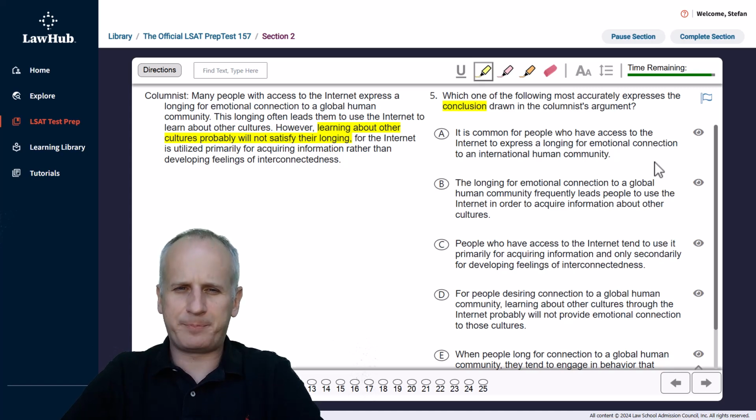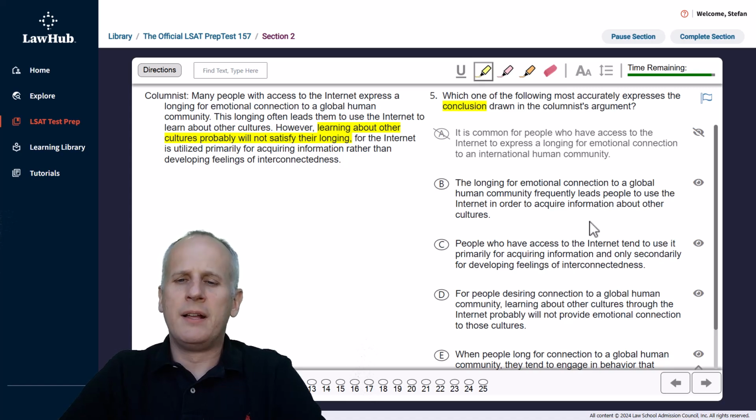So starting with choice A, it is common for people who have access to the internet to express a longing for emotional connection to an international human community. This is just a fact. This is like the first fact of the columnist statements. It's not our conclusion. We should be able to eliminate A immediately.